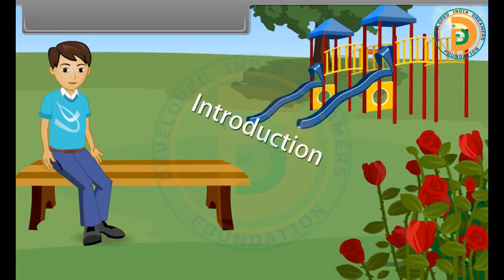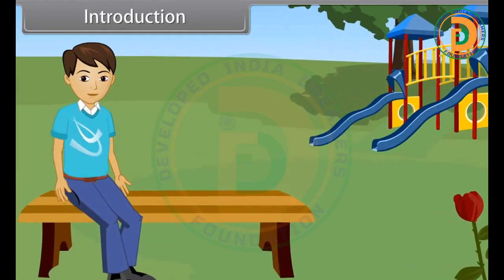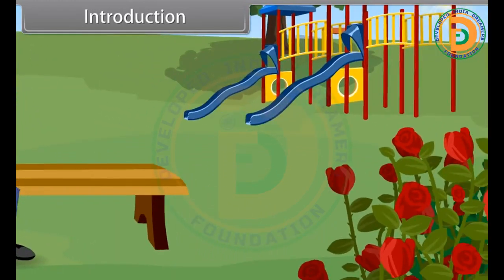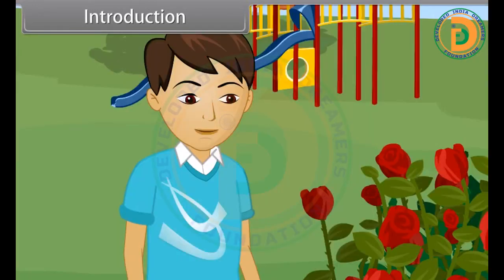Introduction. Today is a sunny day. Vishal is in the garden to enjoy the day. Suddenly, he looks at a flower and he likes it. As he approaches the flower, he just withdraws his hand in a fraction of a second. What happened to him? Let's see more closely.